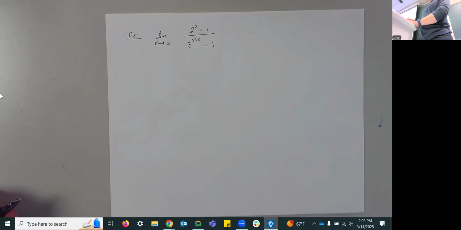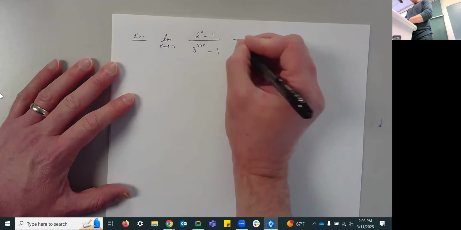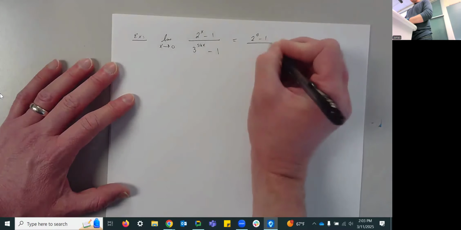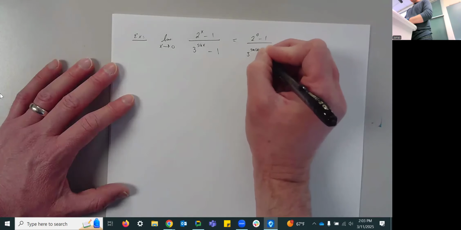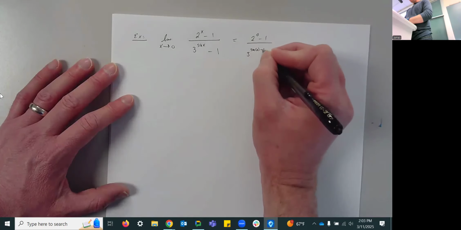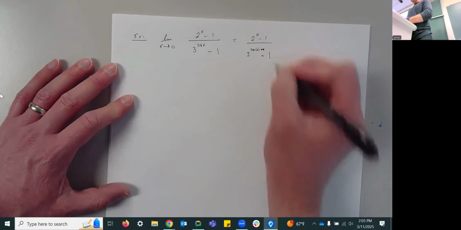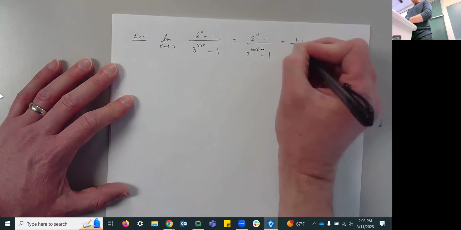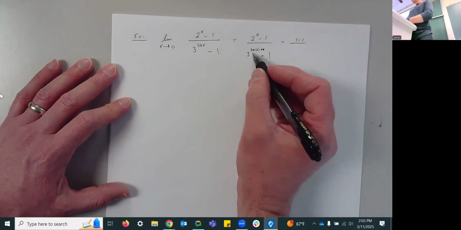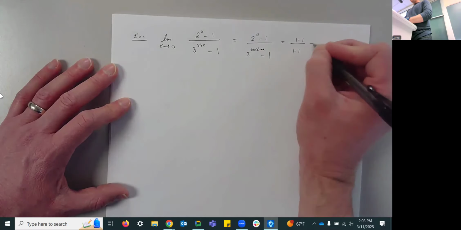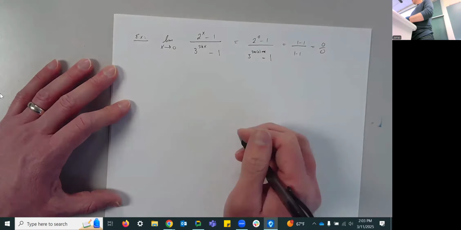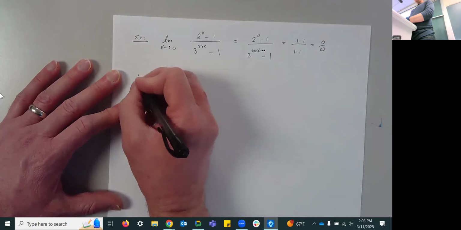So we do need to check that we can use L'Hopital's rule before we just do it. So if we plug in 0, we get 2 to the 0 minus 1 over 3 to the sine of 0 minus 1. Sorry, sine of 0 minus 1. That's 1 minus 1 over sine of 0 is 0. 3 to the 0 is 1. Yep, that's a 0 over 0. So L'Hopital's rule.